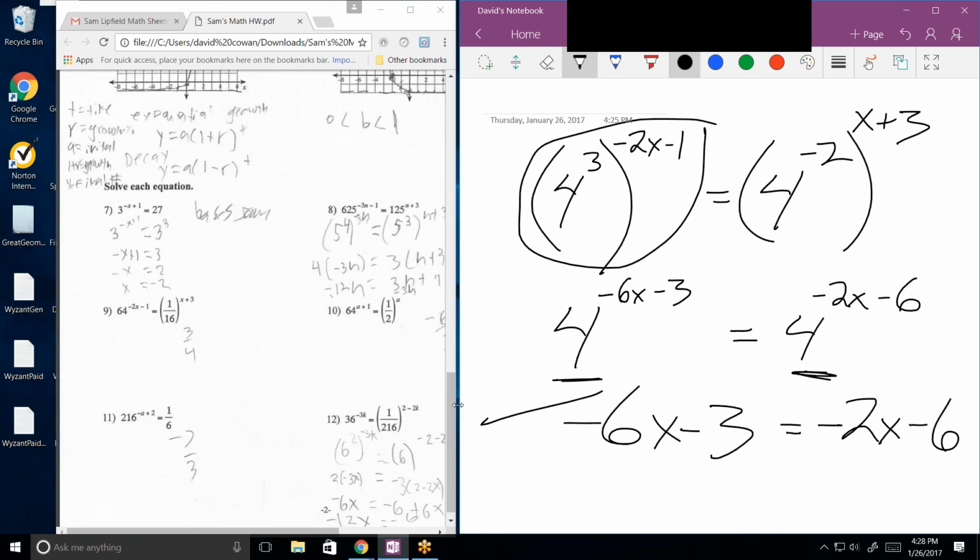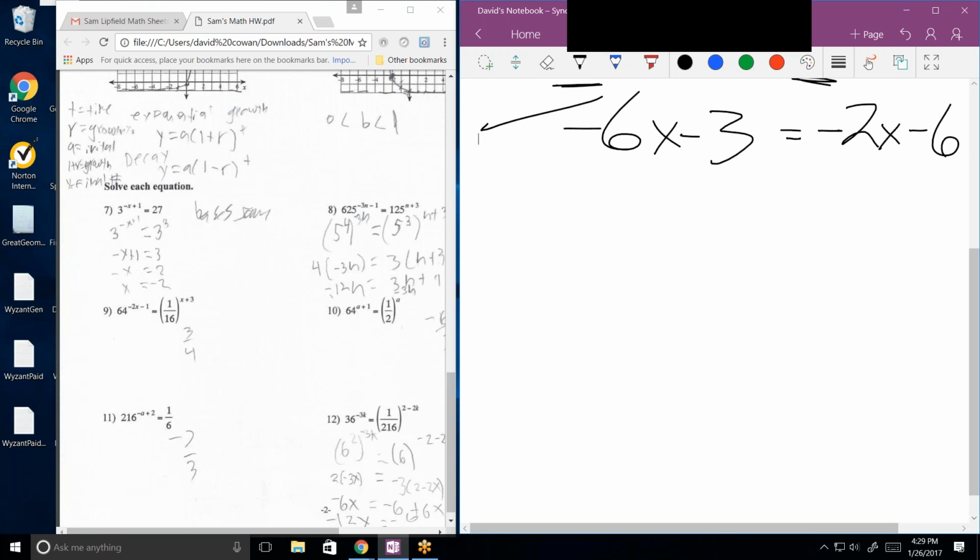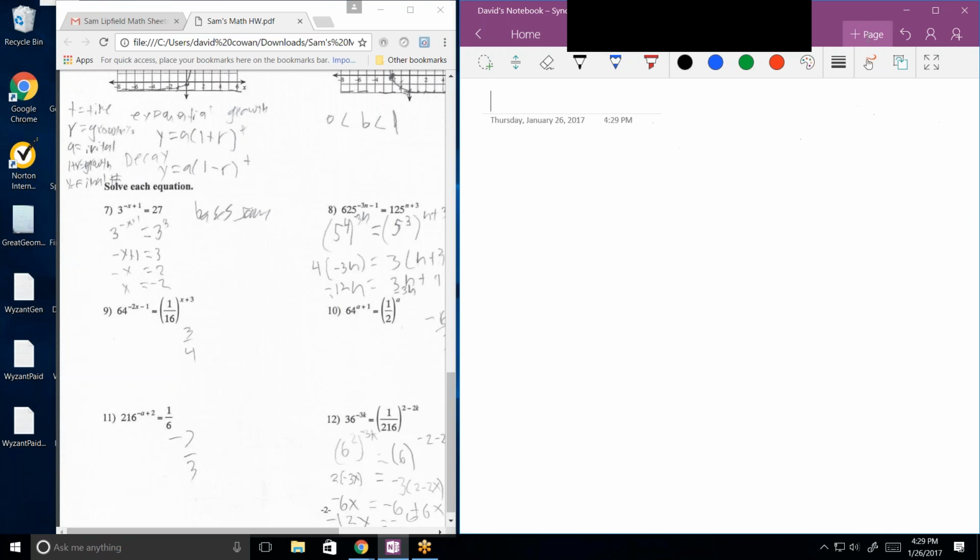Do you want me to take this all the way to the solution, or do you know what to do from this point? Don't need to spend any time on solving this? No, I can solve that. Good. Okay, let's go to the next one. We've got 64 to the a plus 1 equals 1/2 to the a. What's the common exponential base? 2. Okay, tell me what the next line would be.